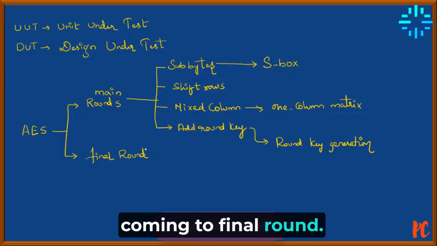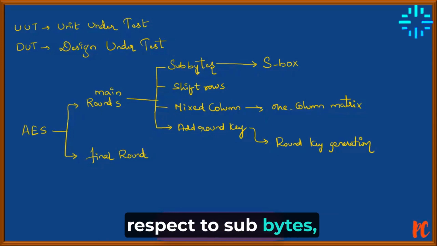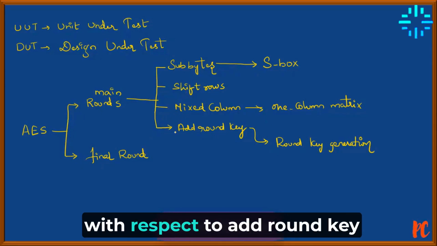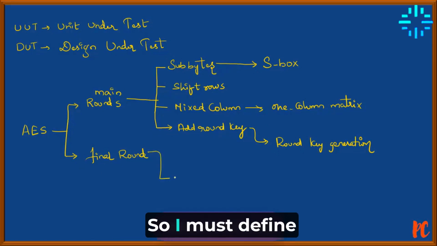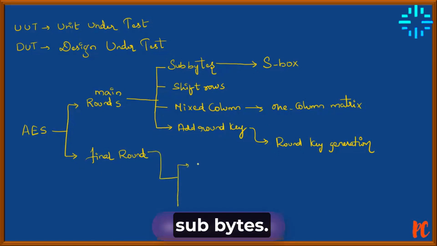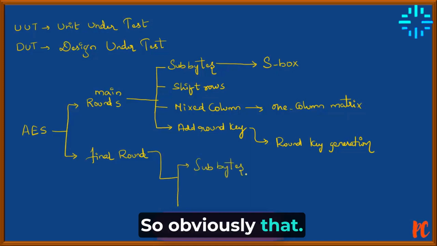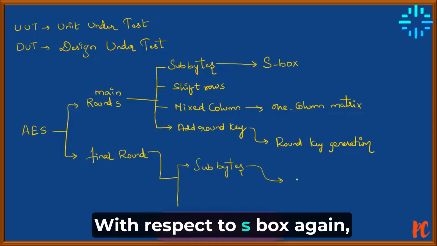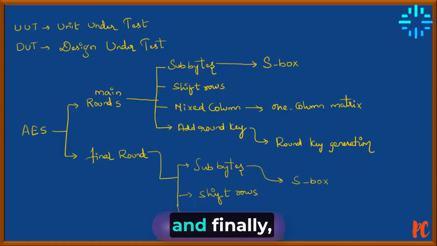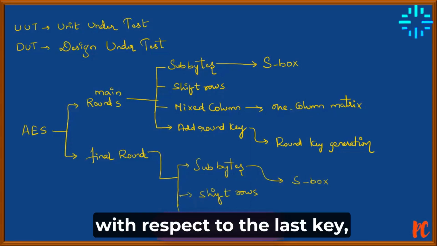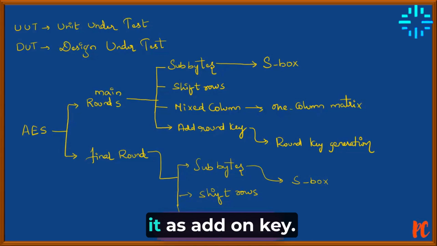Coming to final round, we will be bothering with respect to SubBytes, with respect to shift rows, and with respect to add round key, except mix columns. So I must define SubBytes. So obviously that needs to be instantiated with respect to S-box again. I must define with respect to shift rows, and finally with respect to the last key, I am again renaming it as add round key.